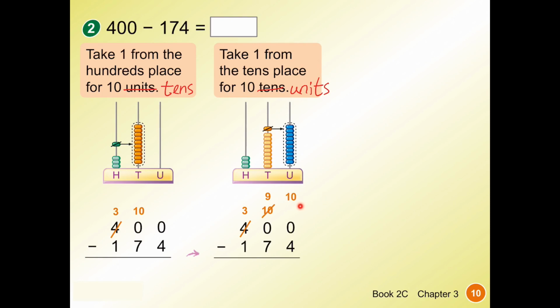We still need to work on the units place. So the second step would be to take 1 from the tens place for 10 units. So cross off the 10 and then mark it with a 9 because we're taking 1 from the tens place to exchange for 10 units.